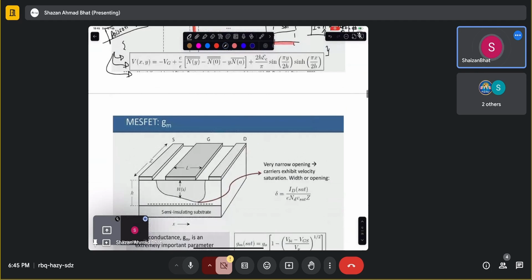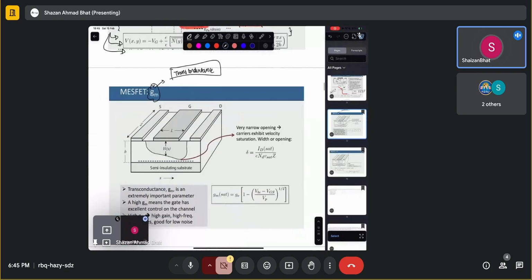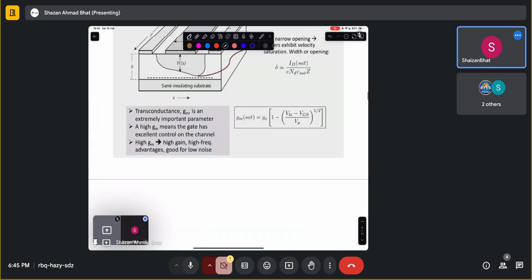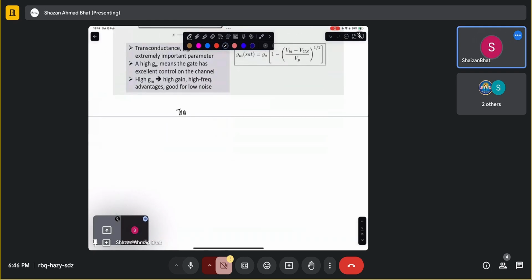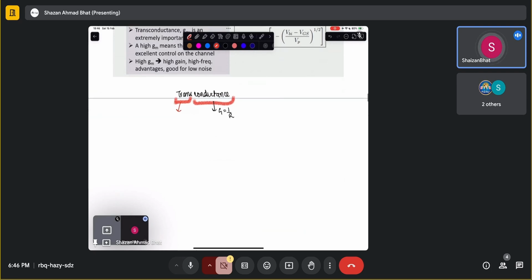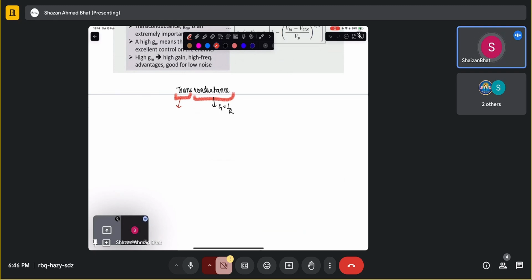So now there is a factor called transconductance. What is transconductance? Look, let's talk about the word transconductance, because everything is mentioned in the word itself. This is trans, this is conductance. Conductance is the inverse of the resistance. That's as simple as that. What is trans? Trans means when you are measuring something between two different terminals. Okay, then you have to use this particular word trans.